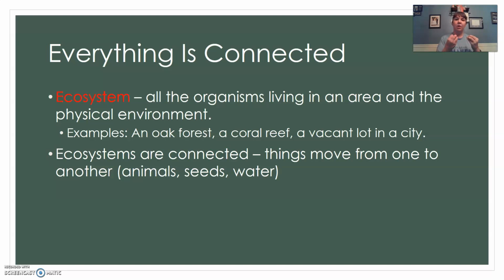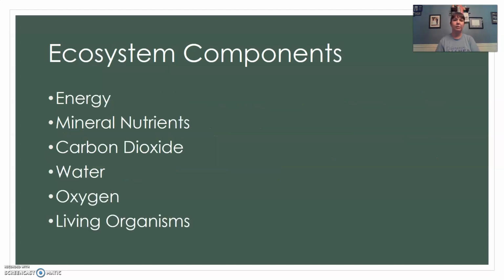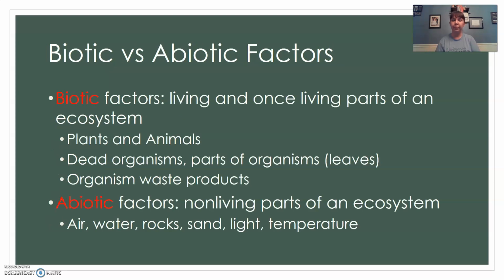And they are not only connected maybe by eating or being eaten, but also they pass energy and they pass nutrients from one to the other. So animals, seeds, water, the soil, everything is connected in our ecosystem. So those things that can be passed around, they could be energy, they could be mineral nutrients like coming from the soil, they could be carbon dioxide, water, oxygen, or even living organisms themselves being passed around.